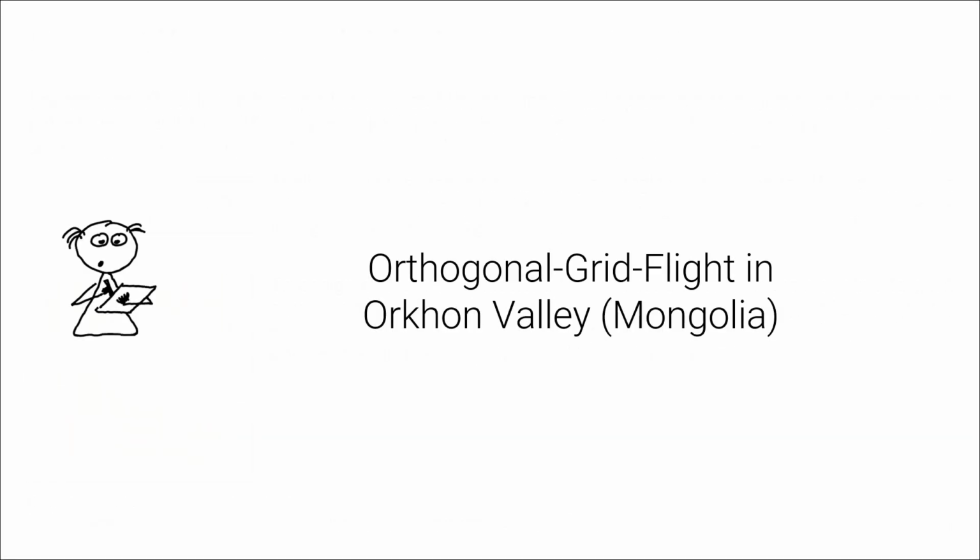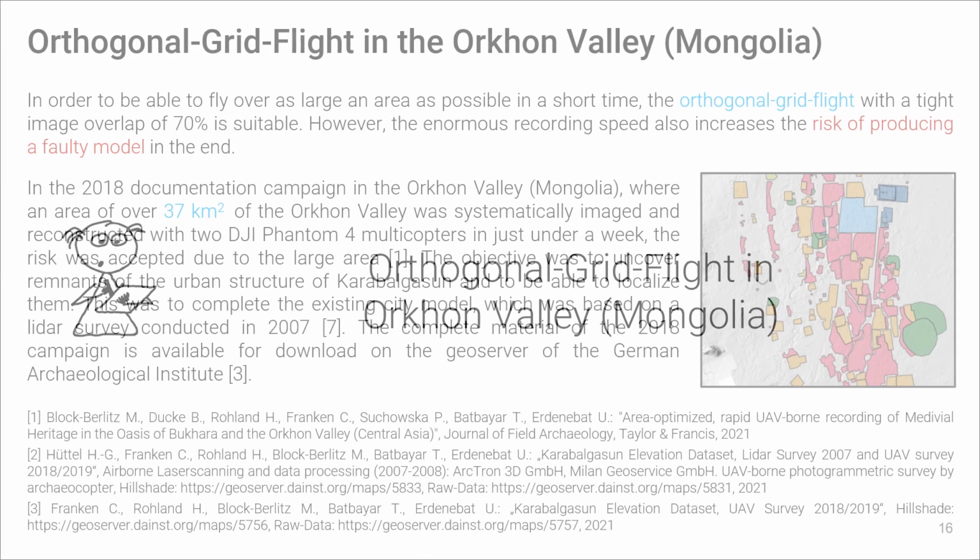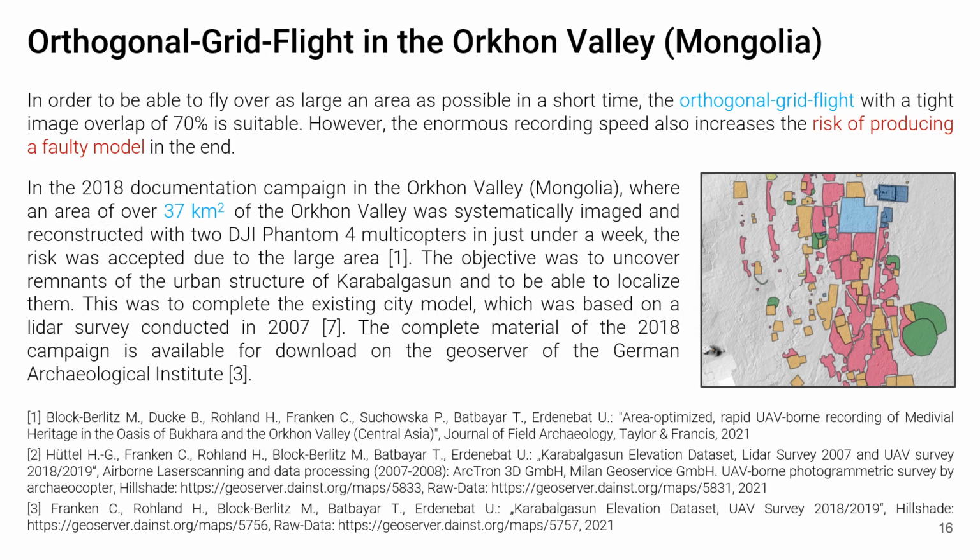As a practical example, let's look at a flight planning for Orthogonal-Grid-Flight in the Orkhon Valley in Mongolia. In order to be able to fly over as large an area as possible in a short time, the Orthogonal-Grid-Flight with a tight image overlap of 70% is suitable. However, the enormous recording speed also increases the risk of producing a faulty model in the end.